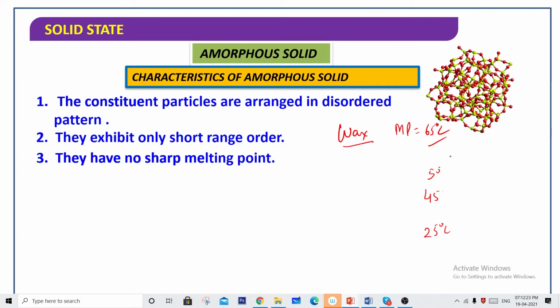After 50 and you come to 55, its upper layer starts melting. And slowly, when it comes to 65, it melts unevenly, layer by layer. And that is what I say, they don't have a sharp melting point. They exhibit isotropy. Isotropy means similar properties in different directions.